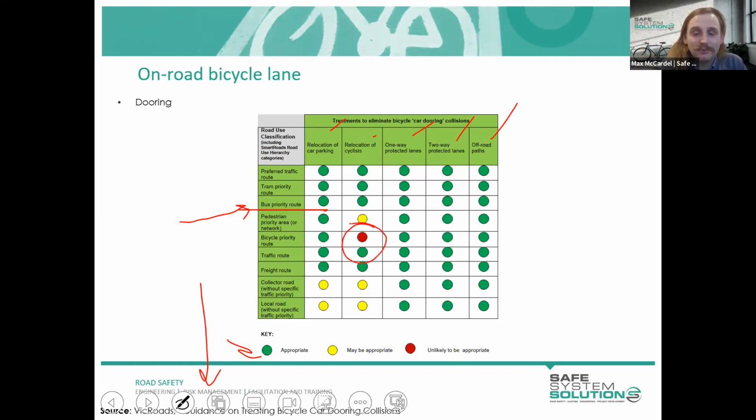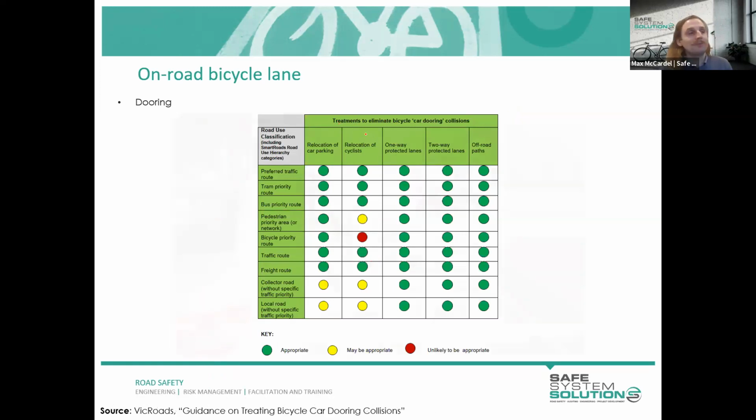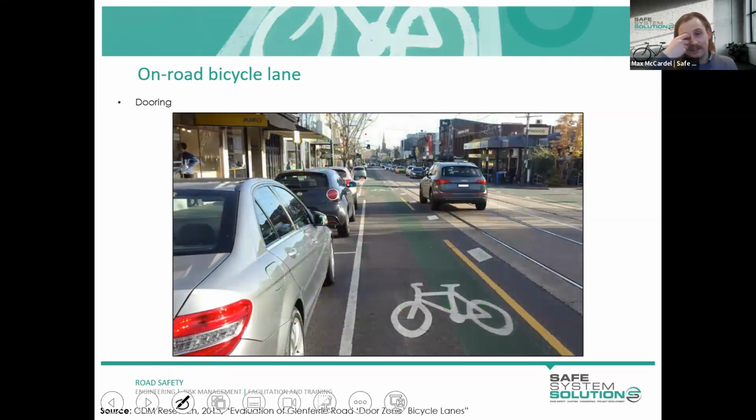What's not considered appropriate, that red dot, is if it's a bicycle priority route, you shouldn't be thinking about relocating cyclists, which makes sense. It's just a really high-level matrix to help inform decisions and can be used to back up any of your own recommendations.